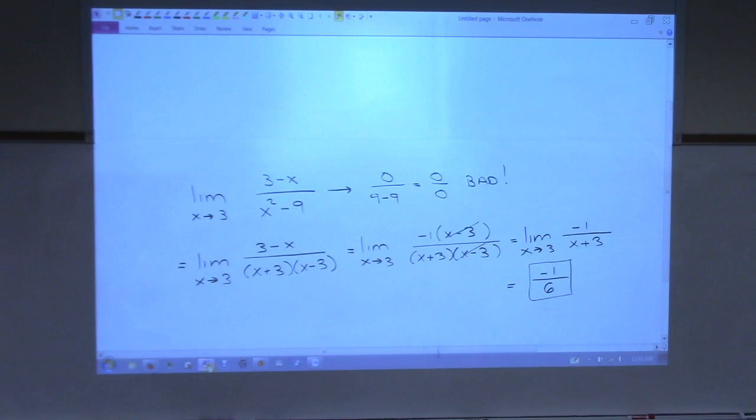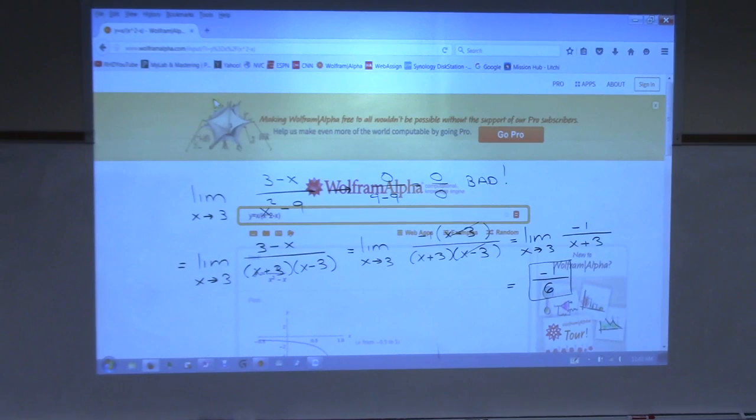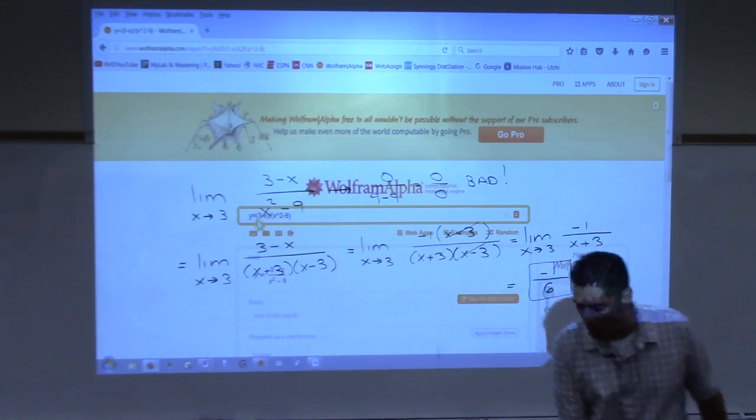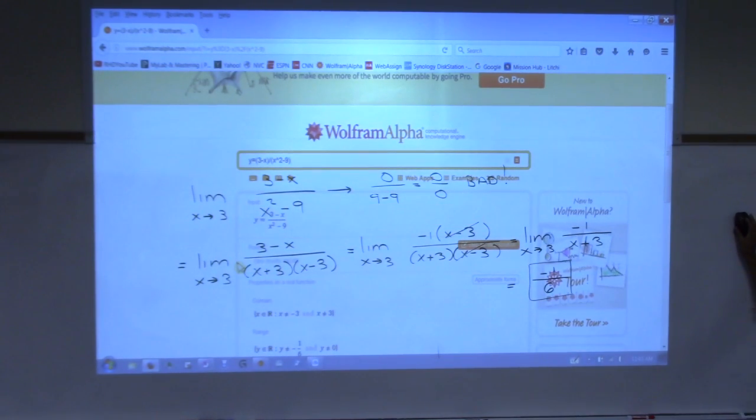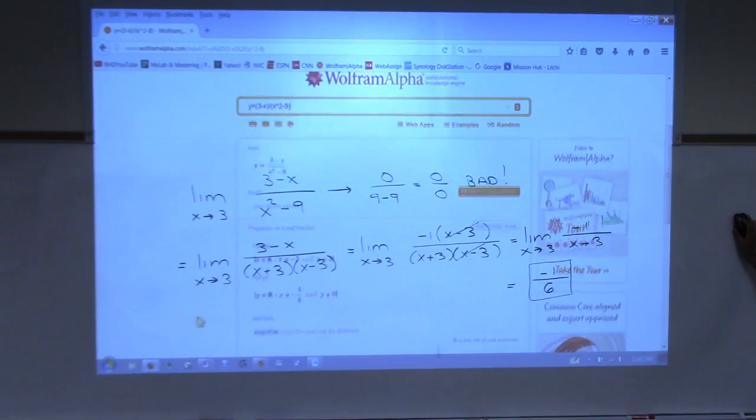Do y'all want to see the graph? This will probably be the last graph I look at because it takes up too much time. I'll go back to Wolfram Alpha, and I'll ask it to graph y equals 3 minus x over x squared minus 9. I think I have the pro account on this, but how much is it? Do you know? Oh, Wolfram Alpha is free. Oh, the pro account, I have no idea.